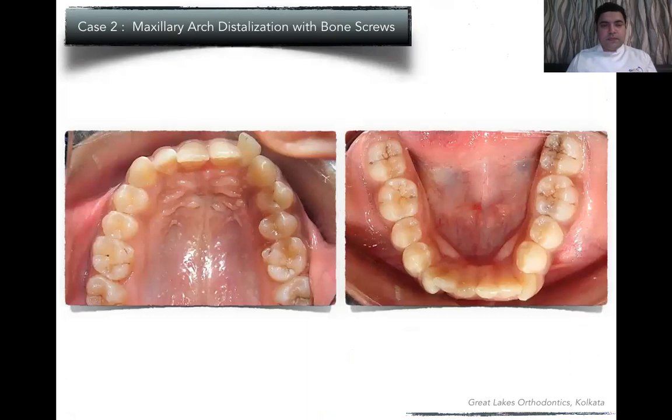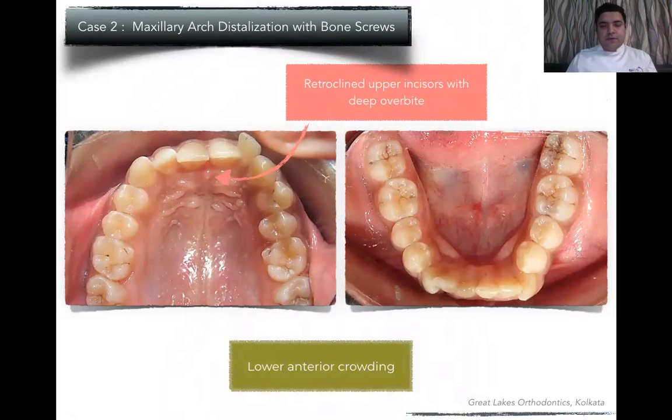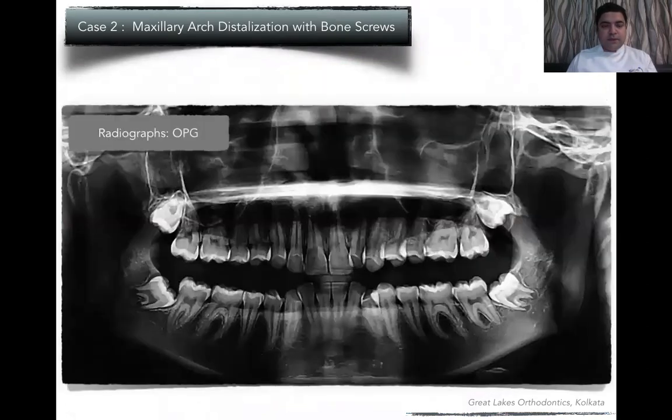If you look at the occlusal view, we would notice that there are retroclined upper incisors and deep overbite. And there is crowding in the lower anterior teeth. And there is a significant amount of deep bite. Next I will take the radiographs, that's the OPG.